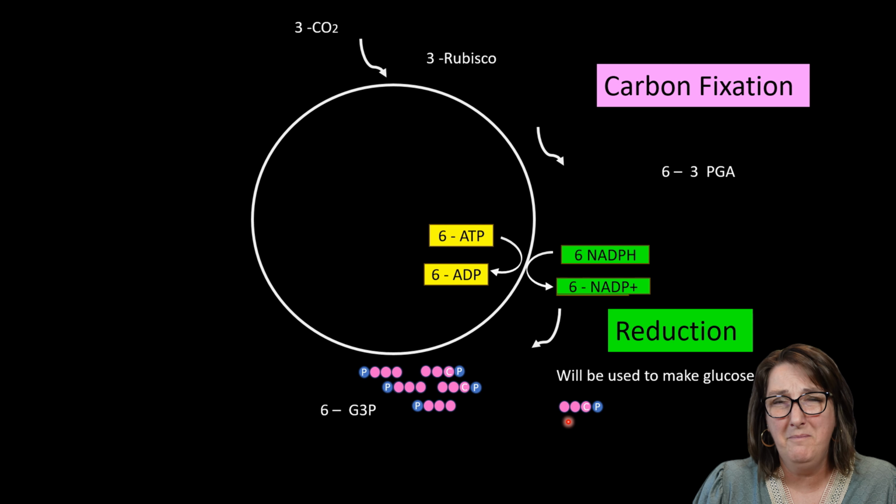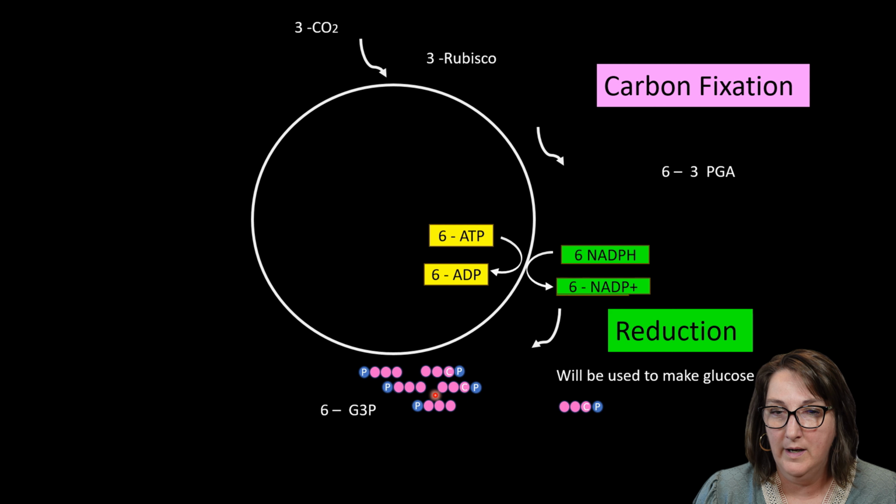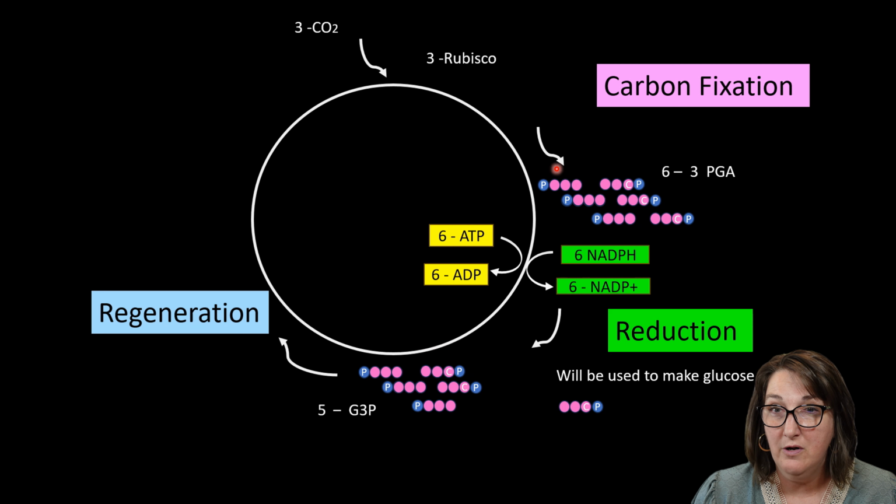glucose. But I just can't pull one of these because remember, I have to make Rubisco again. I've broken down my Rubisco. I need this enzyme for the Calvin cycle to happen. So we do what's called regeneration. I'm taking these 5 and I have to regenerate and remake this Rubisco.